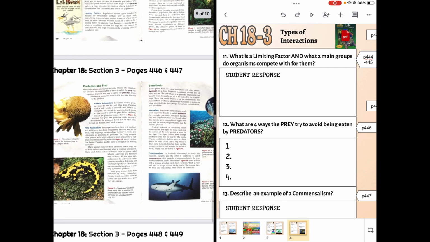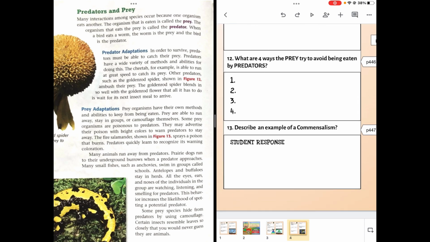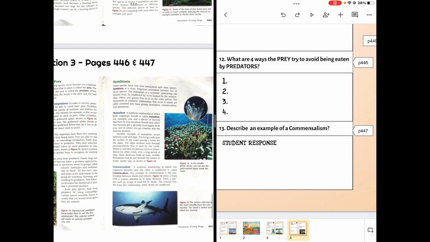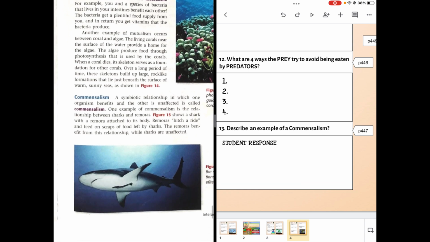Another type of relationship is predator-prey. And here we have some lists of how prey try to avoid being eaten by predators. And spoiler alert, predators use almost all the same strategies that prey species do. 13, commensalism. Well, we skip mutualism, where 2 living things help each other. A commensalism is where one living thing helps itself and the other living thing is unaffected. So there's an example here pictured.